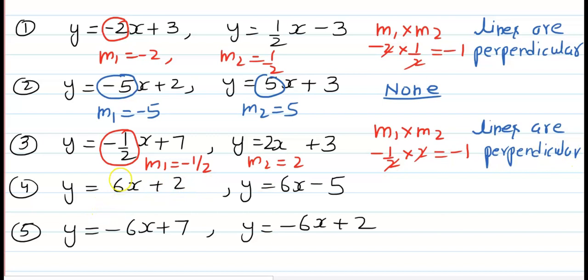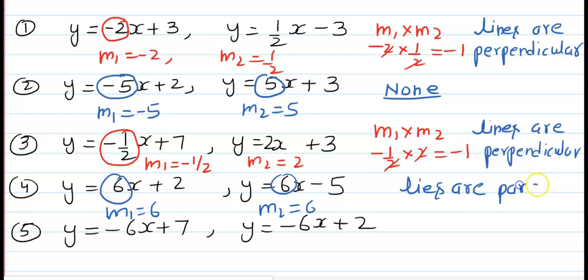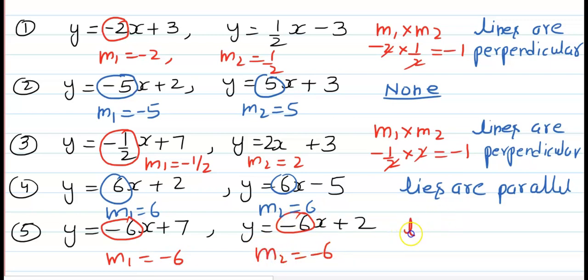Okay, here the gradient is 6, here also the gradient is 6. So both the gradients are equal, so the lines are parallel. Okay, and the last one, here the gradient is -6, and here also the gradient is -6. So both the gradients are equal, so the lines are parallel.